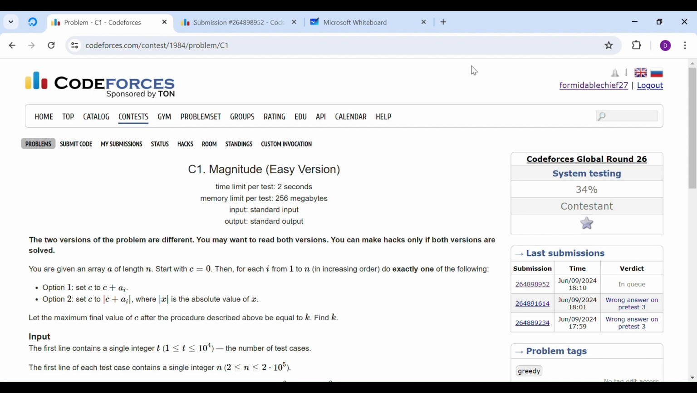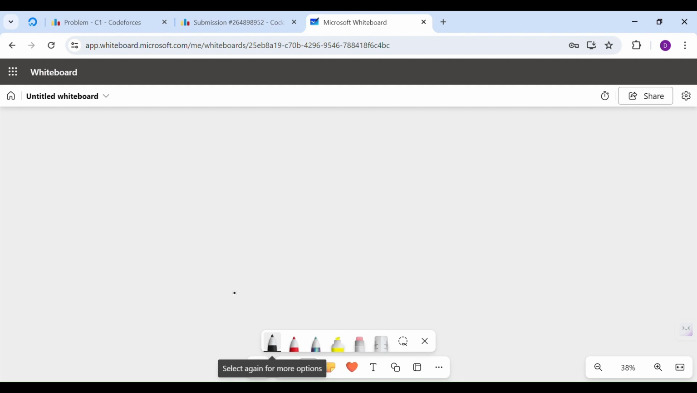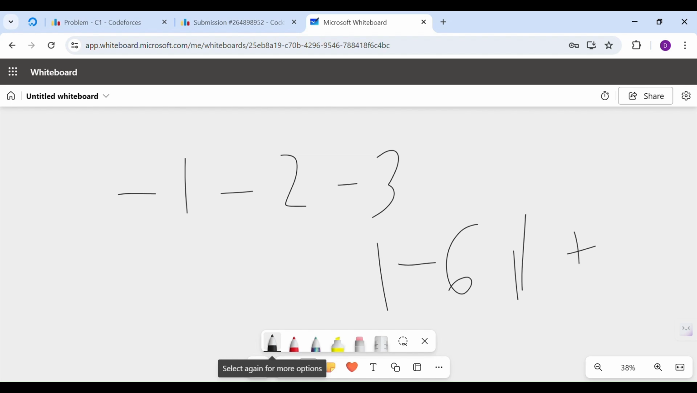So greedily, what comes to mind is that after every iteration, if the value is negative, we can make it positive, and that might give our maximum value of c. But that fails in certain cases, like -1, -2, -3. Here, if we don't take mod, then our final answer comes to -6. And now if we take mod, this becomes +6.